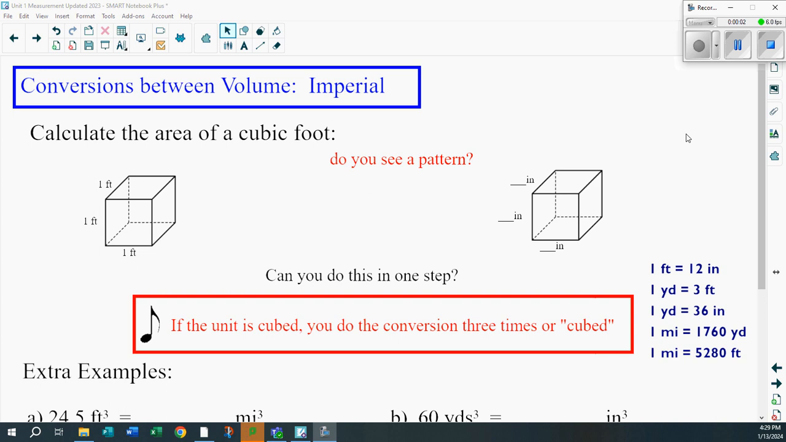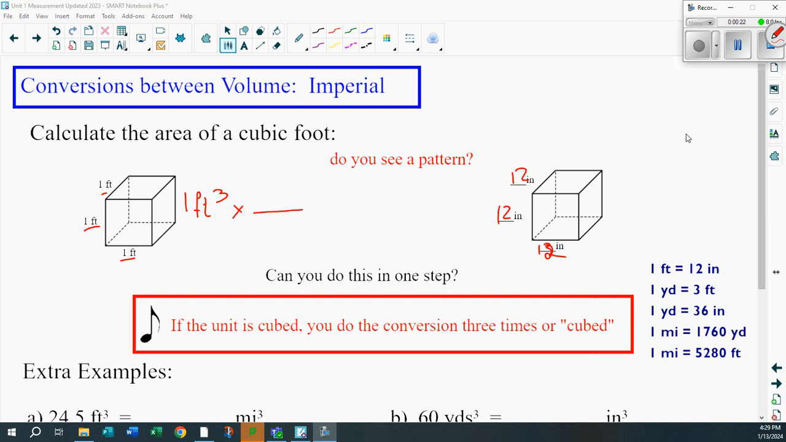Well, if we did SI, don't we have to do Imperial too? But the pattern is exactly the same. Look, 1 foot by 1 foot by 1 foot is 1 foot cubed. Look at this. You're going to have to convert this not once, not twice, 3 times, right? 3 times because this is inches cubed.